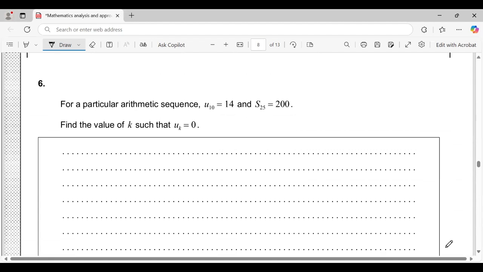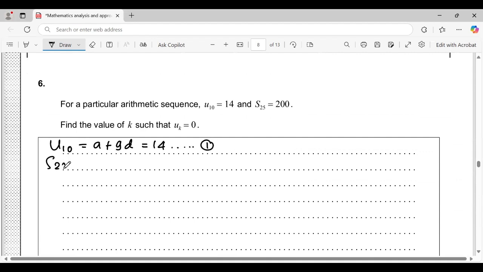Number 6. For a particular arithmetic sequence, U10 equals 14 and S25 equals 100. Find the value of k such that Uk equals 0. U10 equals A plus 9D, equals 14. This is the first equation.